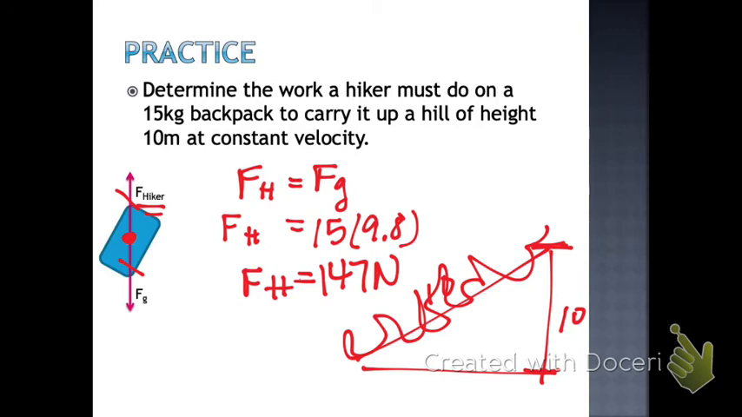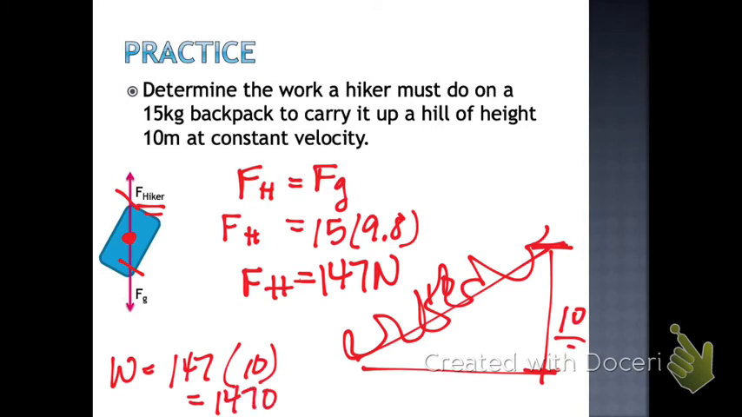It's not what's considered a path function. We don't care the path he takes to get there, right? Some things are path functions. This is not. We don't care how he gets there. It's just the fact that he's going 10 meters above where he started. So my work is 147 times 10, which gives me 1470.